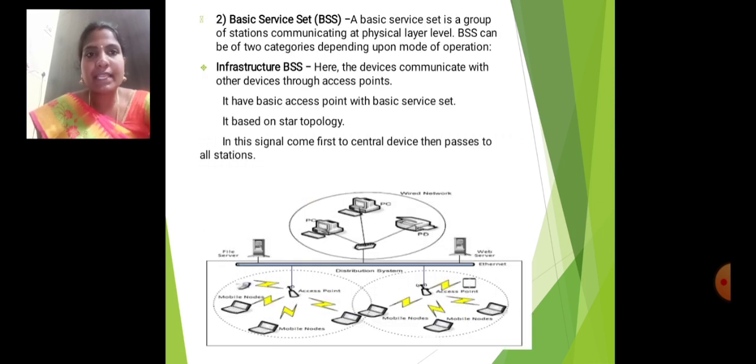Second type is basic service set, called BSS. A basic service set is a group of stations communicating at physical layer level. BSS can be of two categories depending upon the mode of operation, and the two categories are infrastructure BSS and ad hoc networking. Here, the devices communicate with other devices through access points. It has a basic access point with basic service set. It is based on star topology. In this, the signal comes first to the central device and then the signal passes to all stations.